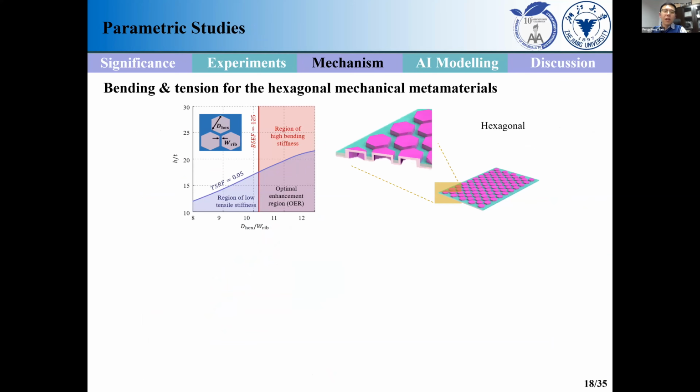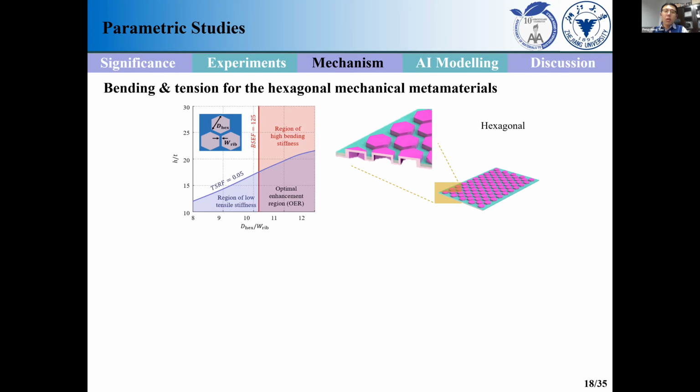So after this, we always want to have some so-called optimal enhancement region to combine bending and tensile together, right? And so here is the OER, or this optimal region for the plate with a hexagonal pattern. And so people always wonder, why does it have to be hexagonal, right? It should be able to be designed with other patterns.